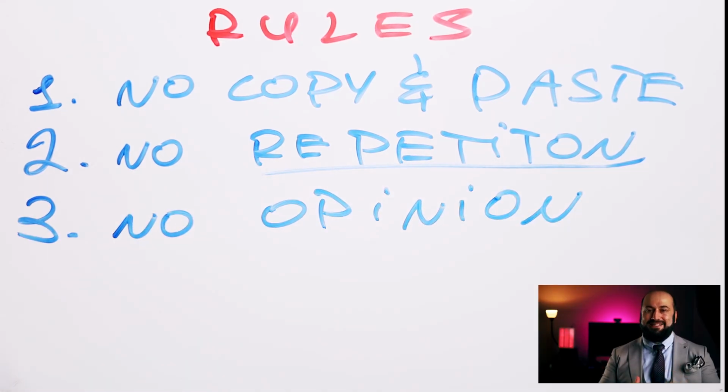Next one is no opinion. I'm afraid no one cares about your opinion. Last part is no prediction. Please don't write any predictions. You can have graphs and so on with future figures. Don't write any predictions. Nobody is going to be concerned about the predictions. That's all you need to know about task one, writing in IELTS Academic.